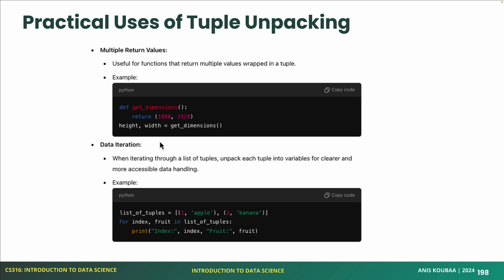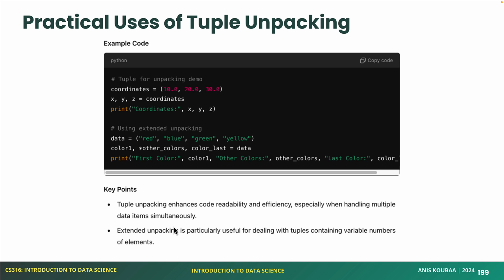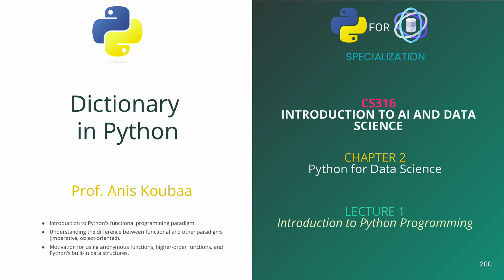And data iteration, okay, we can use the unpacking inside a for loop. So for index and fruit in list of tuples. So here we have an index. So I have a list of tuples, and the first element of a tuple will be the index, and the second element will be the fruit. And this is an example of code that just summarizes all the different unpacking options.